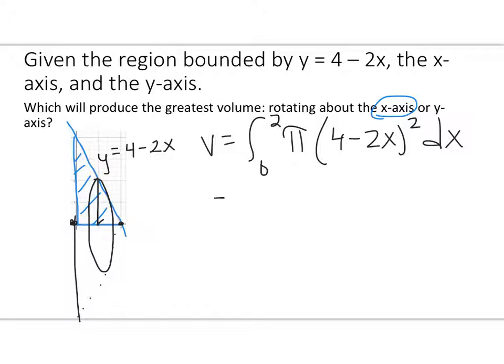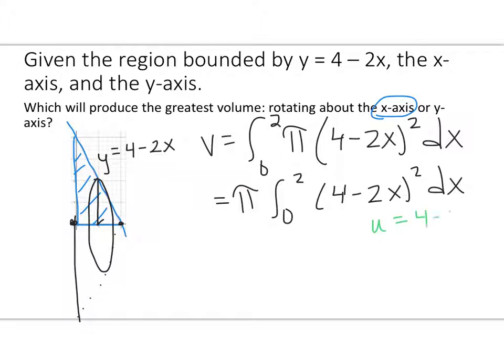Okay, I can pull out my pi, so this is pi, the integral from 0 to 2 of (4 minus 2x) squared dx. Now here you can multiply out the 4 minus 2x and integrate. You can also use a u substitution. I'm going to go with a u substitution. So I'm going to say u equals 4 minus 2x, which means du equals negative 2 dx. Now I'm missing the negative 2, so I'm going to multiply by negative 2 over negative 2. That's equal to 1, so nothing's changing.